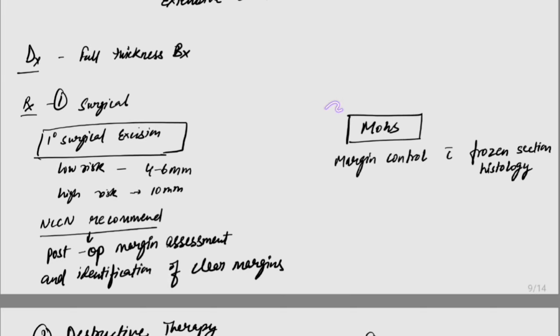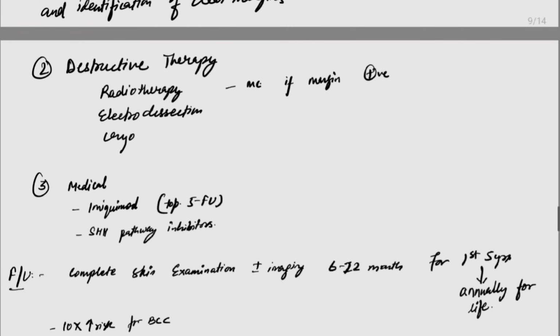In cosmetically sensitive areas, we can go for Mohs micrographic surgery, where we have complete margin control, and simultaneously we are checking the margin clarity with frozen section histology. We can also go for destructive therapy such as radiotherapy, electrodessication and cryotherapy. Radiotherapy is particularly important when there is margin positivity. We can also go for medical management, for example, imiquimod, topical 5-fluorouracil, and SHH pathway inhibitors.